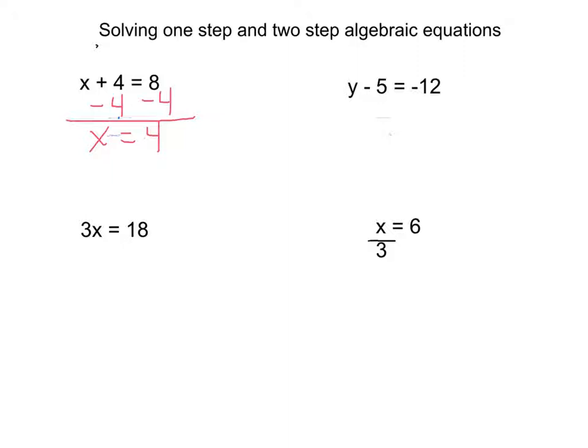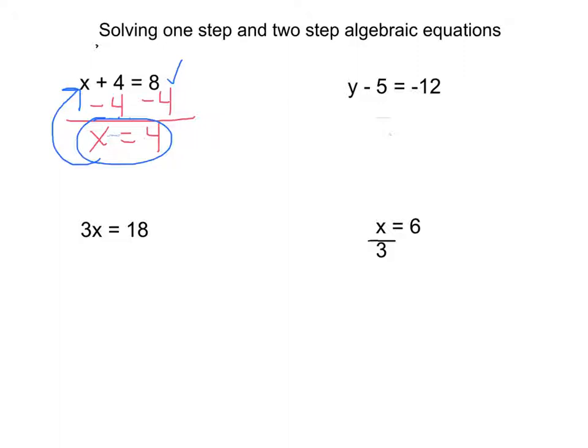The nice thing about solving equations is that you can always take your answer, in this case x is equal to 4, put it back into the original equation and just check to make sure that it does work. And obviously 4 plus 4 does equal 8.